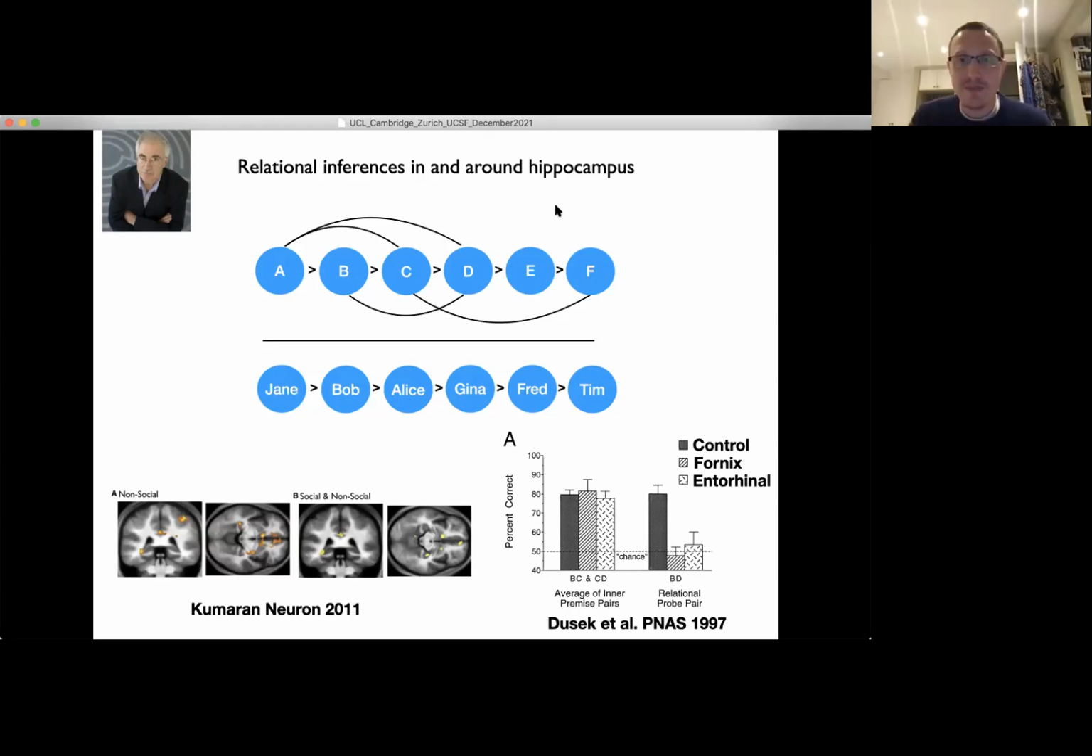That inference also relies on hippocampus. I could explain to you what all these little blobs are, in Dharshan Kumaran's study that showed that with fMRI, but it's easier to show you this from Howard, who did this experiment in rats and showed that after lesions either to the fornix, disconnecting hippocampus from frontal cortex, or to the entorhinal cortex, removing all the sensory input from hippocampus, animals can still make the trained decisions between B, C, and C, D, but can't make this relational inference based on the structure of the world, the B, D one. All right, so that also relies on hippocampus.